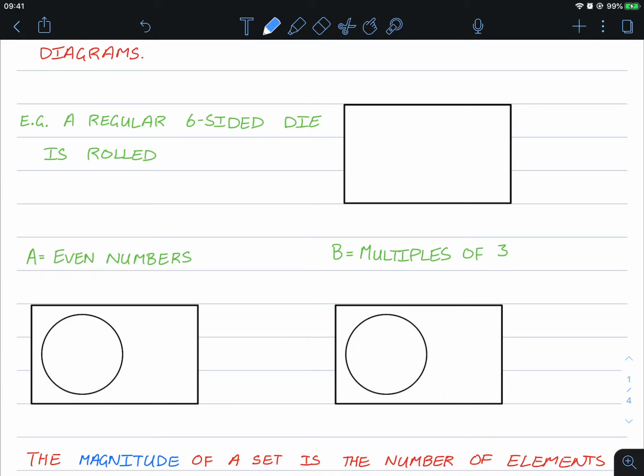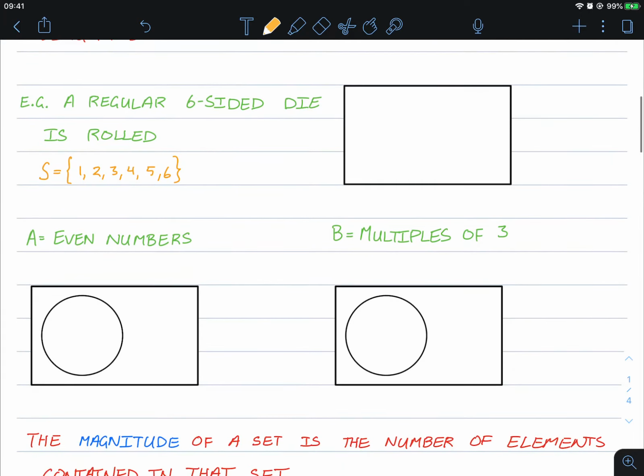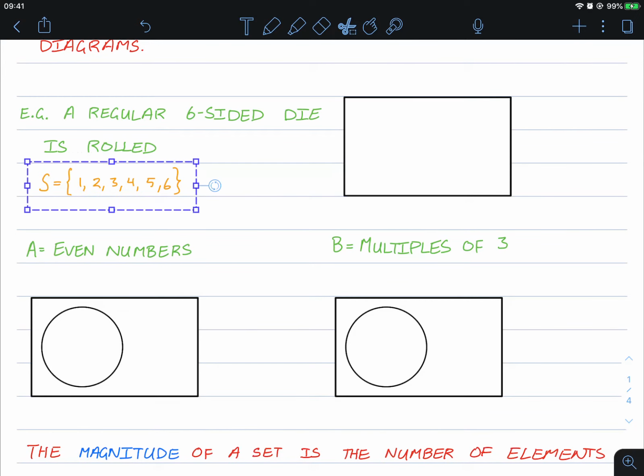So we roll it. So the sample space, denoted as S, and this is the notation for set notation. We do a little squiggly bracket here. And the elements that belong to this description, six-sided die is rolled, are the numbers 1, 2, 3, 4, 5, and 6. So this is the sample space of a six-sided die being rolled.